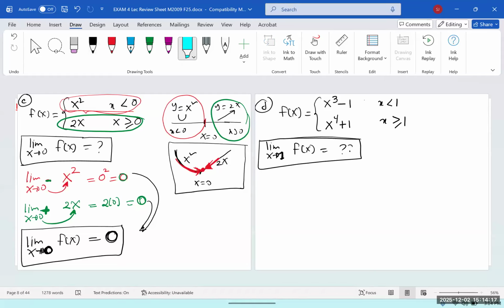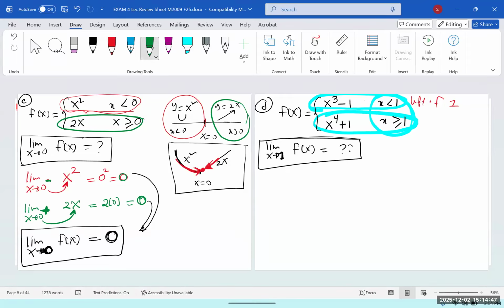So if you observe, look at the domain. Your domain breaks into two pieces. One is before 1 and one is after 1. Before 1, you have one function. So this is the left of 1. And after 1, there is another function. So this one is the right of 1. But what they're asking is, exactly at 1, what is your limiting value?